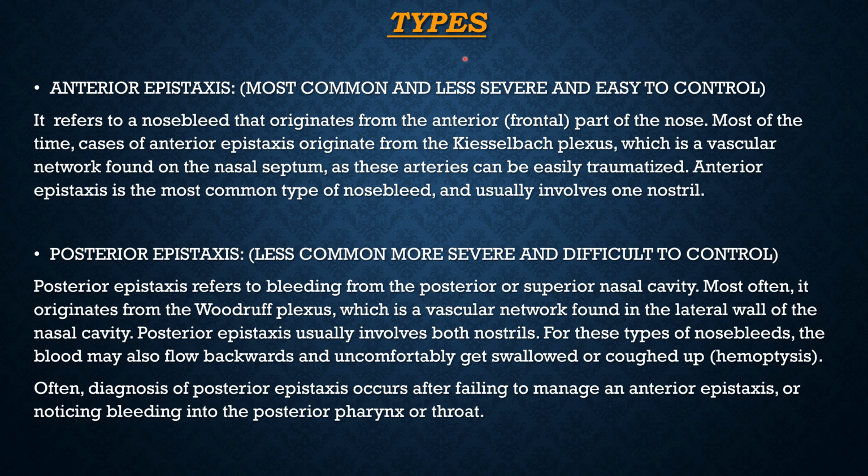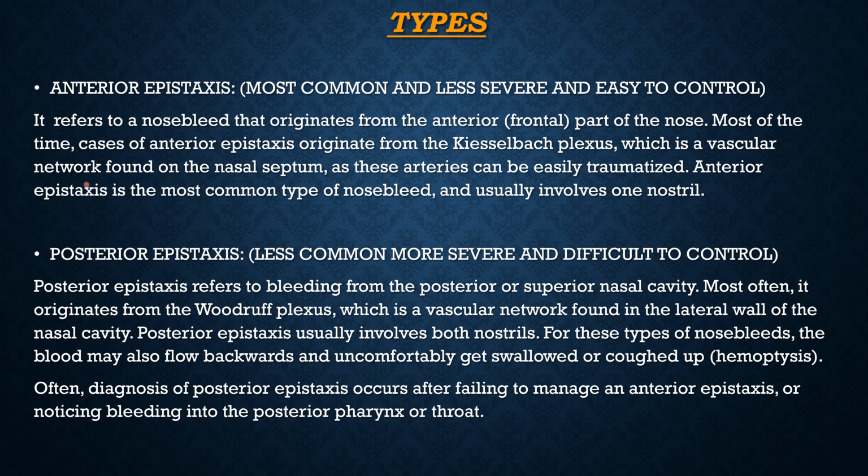Now we will see the various types. There are mainly two types, anterior epistaxis and posterior epistaxis. As you can see, it is already written over here. Anterior epistaxis is the most common and it is less severe. But posterior epistaxis is less common, more severe, and difficult to control because it is at the back side. We cannot reach the back side easily. But when it comes to anterior epistaxis, with the help of first aid we can do some kind of management.